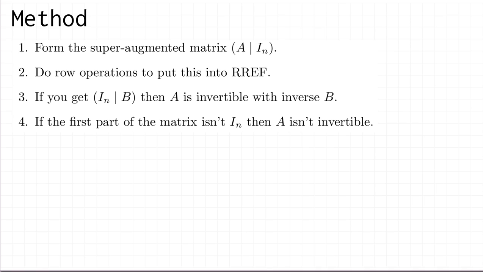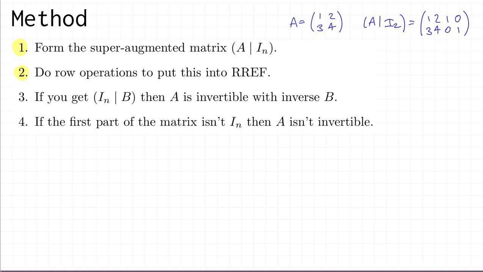The method goes as follows. We start off by forming the super-augmented matrix A followed by the identity. The reason I'm calling this the super-augmented matrix is because usually when you've got an augmented matrix you add one extra column, but here we're adding n extra columns. So for example, if A was equal to 1, 2, 3, 4, then the super-augmented matrix A followed by I2 would be 1, 2, 3, 4, and then the 2 by 2 identity like this.